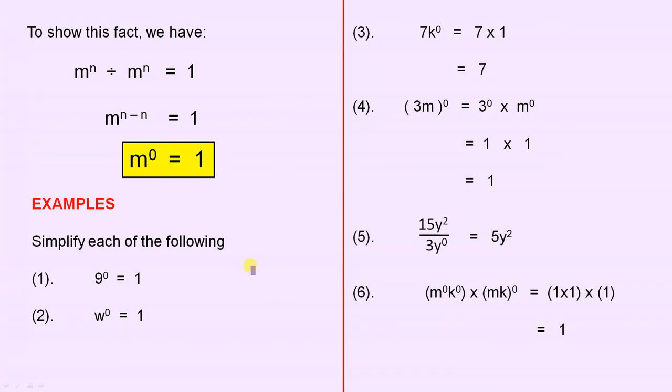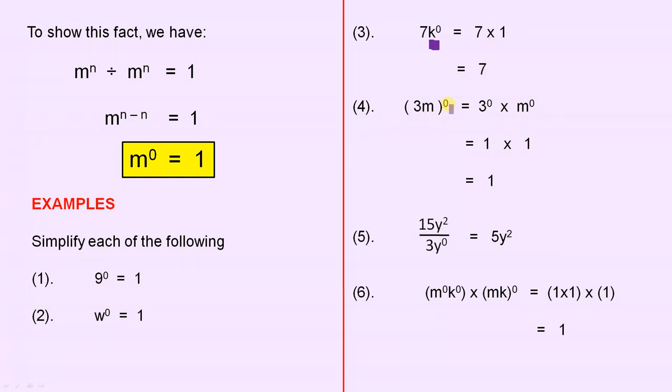Let's look at some examples. Simplify each of the following. 9 to the power of 0 equals 1. So that's very straightforward, following from this rule. W to the power of 0 equals 1. 7k to the power of 0. Now what does that equal? Well, k is the only term to the power of 0. So that'll be 7 times 1, because k to the 0 is 1. 7 ones are 7.